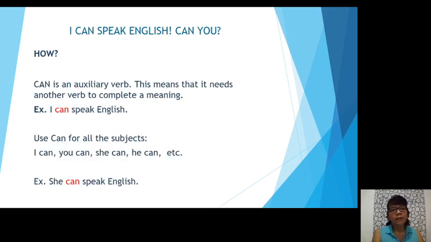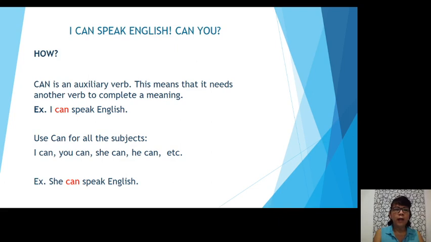Okay, now it is can. How do you use can? Can is an auxiliary verb. What is an auxiliary verb? An auxiliary verb is a helping verb. This means that it needs another verb to complete a meaning.